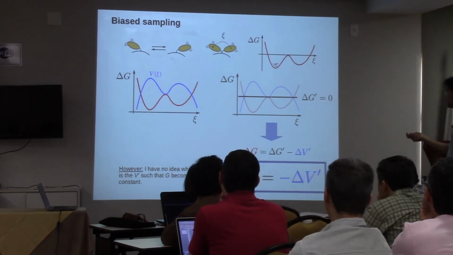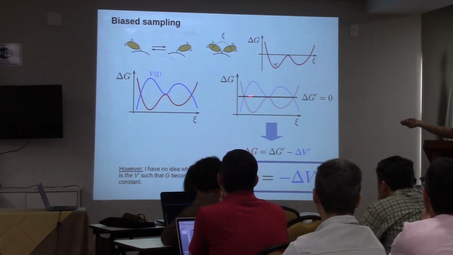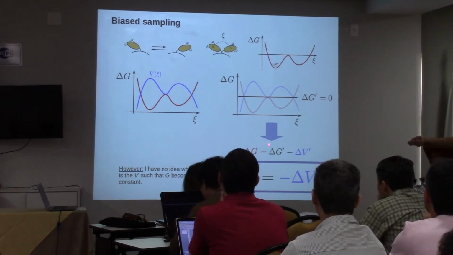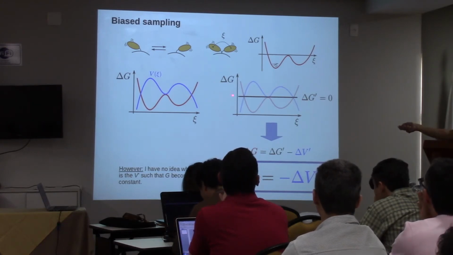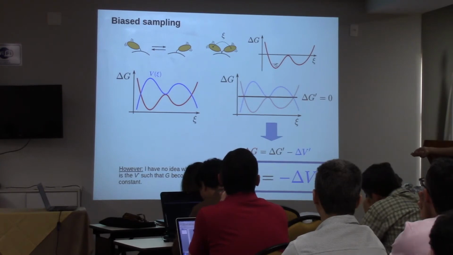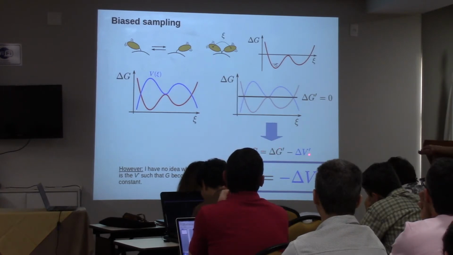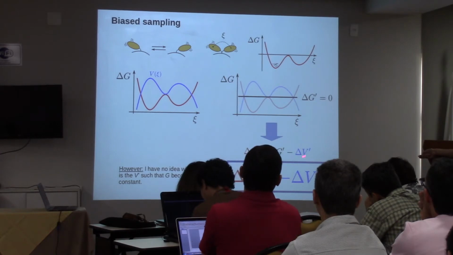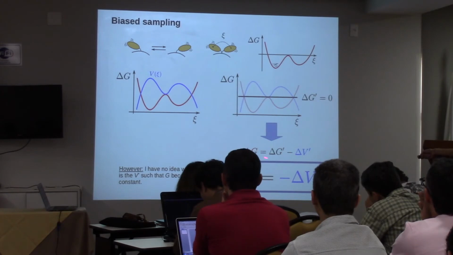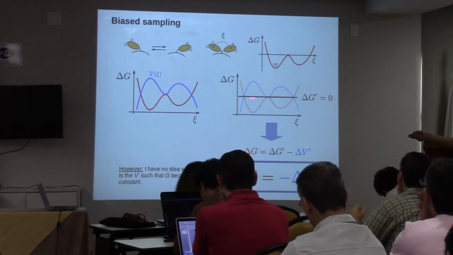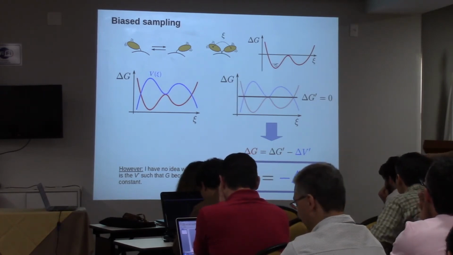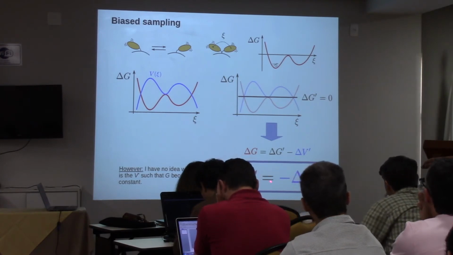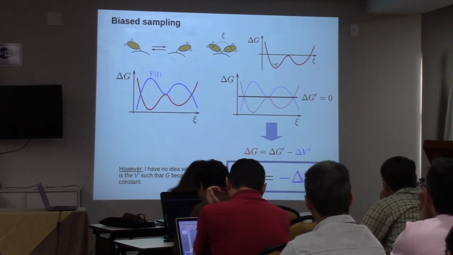conformations. So suppose I know how to do this, I know that the free energy difference at the perturbed potential is 0. So the free energy difference of the original potential will be the free energy difference of the perturbed potential minus the perturbation, which is the formula we have already talked about. But in this case, the free energy difference in the perturbed potential is 0 along all the reaction coordinate, and then this means that the free energy difference is minus the perturbation introduced.